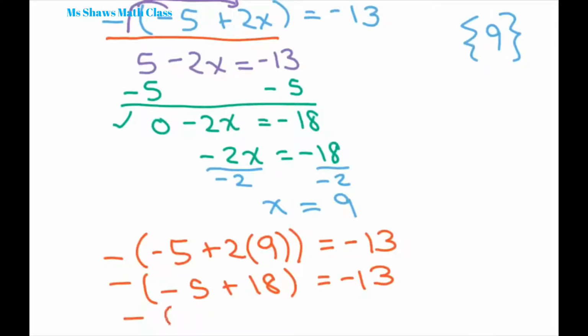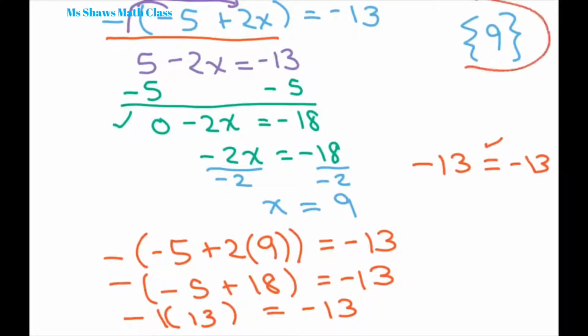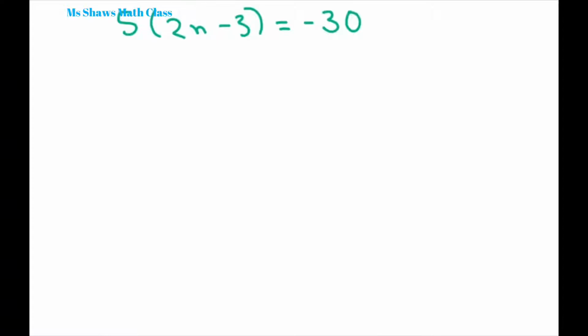-5 plus 18 is 13. And that's like -1. So we do have -13 equals -13. So our solution is 9. And the last one is this one.